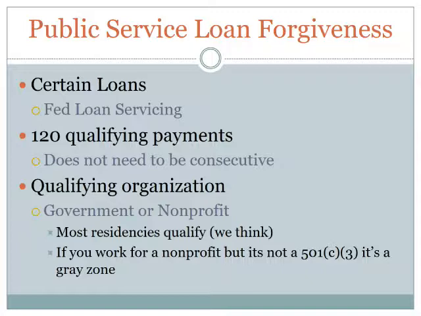and federal nursing loans. Also, in order to qualify, all of your loans need to be serviced through Fed Loan Servicing, and you have to make 120 qualifying payments, which do not have to be consecutive. You have to work for a qualifying organization, which is a government agency or a nonprofit. If you meet all of these requirements, any student loan balance being serviced by Fed Loan Servicing after 120 qualifying payments would be forgiven.